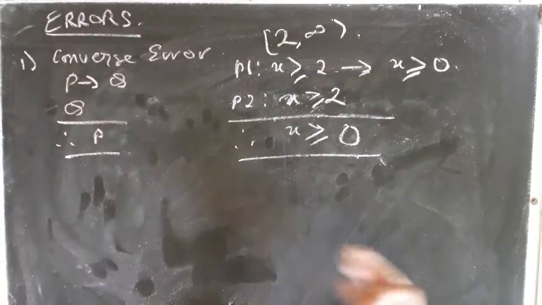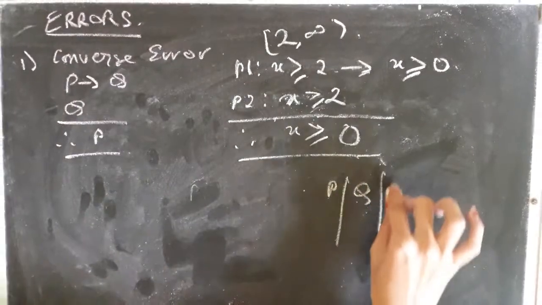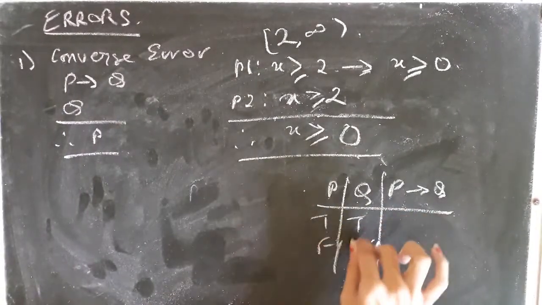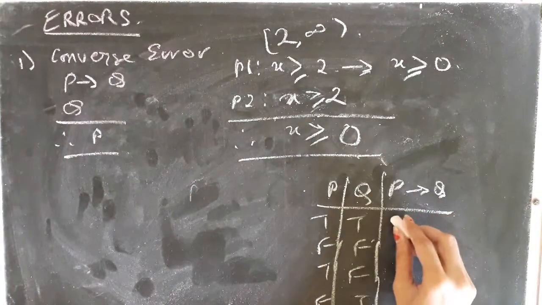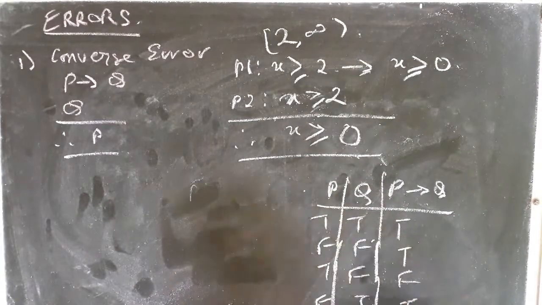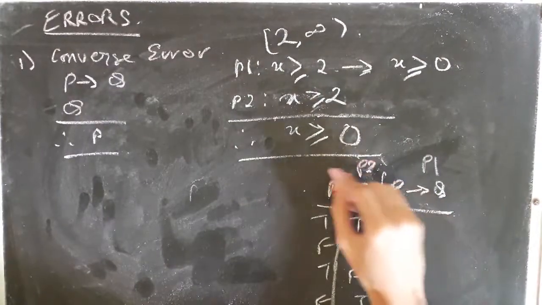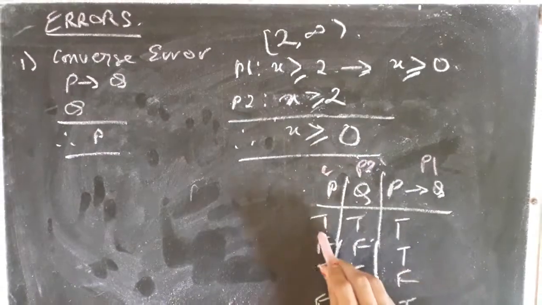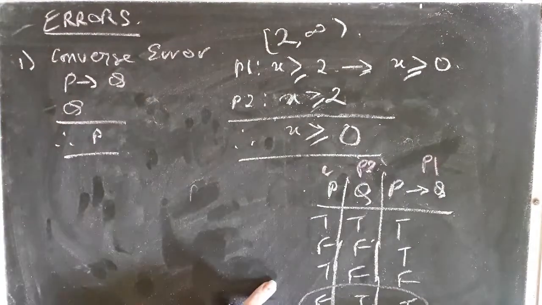We can still prove this with the help of a truth table. Let us proceed with it. P, Q, P implies Q. So these are true together, false together, TF, FT. P implies Q is true, true, false, true. What is P1? This is P1, this is P2, and this is C. So we find that there is a TTT, but there is also a TTF, which makes the argument invalid, and thus we have proved that this is a converse error.